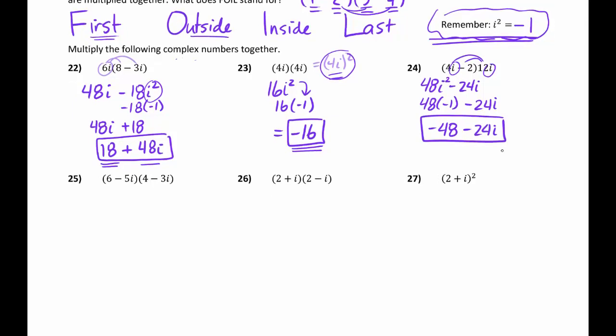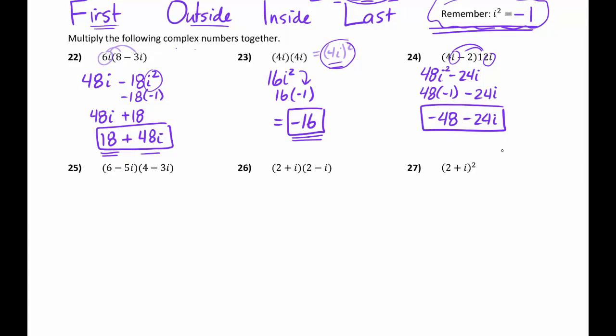If we go ahead and take a look at 25 through the end, these are the bigger questions where foiling starts to take a bigger role. So having 6 times 4, the first things in our problem, 6 times 4 is 24. Then we're going to do the outside of this problem. 6 times negative 3i is minus 18i. Now we can do the inside. So negative 5i times 4 is negative 20i. And then we have negative 5i times negative 3i, which is plus 15, and then i times i makes i squared. I won't make that mistake again.